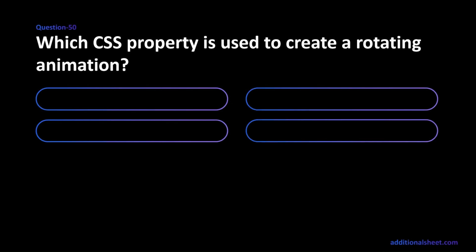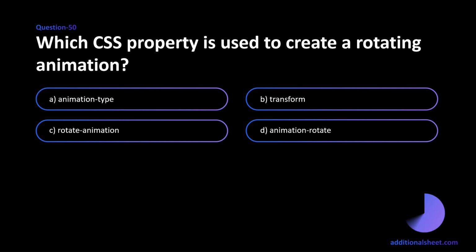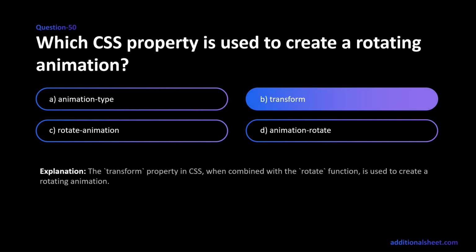Q50. Which CSS property is used to create a rotating animation? Options are A. animation-type. B. transform. C. rotate-animation. D. animation-rotate. Correct answer is option B. The transform property in CSS, when combined with the rotate function, is used to create a rotating animation.